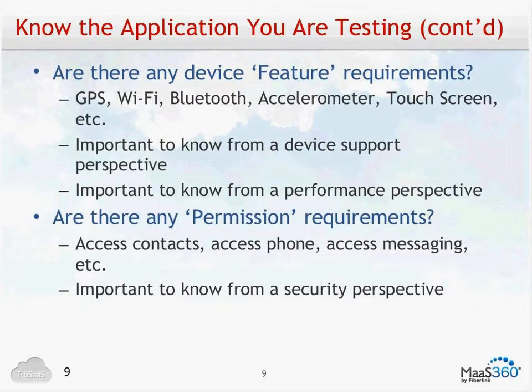And then finally, are there any permission requirements? Does the app require access to your contacts, access to your phone history, access to your messaging, right? This is very important from a security perspective. If you're downloading an application that's just supposed to store web links and suddenly under the requirements section it's asking for permission to access your contact list, that should be raising a red flag with you, right? You should be able to explain why any permission on an app is required. It's required because it has this functionality and feature built in.